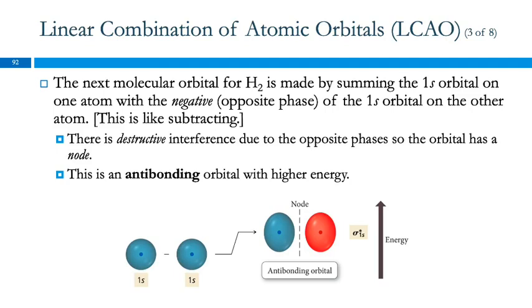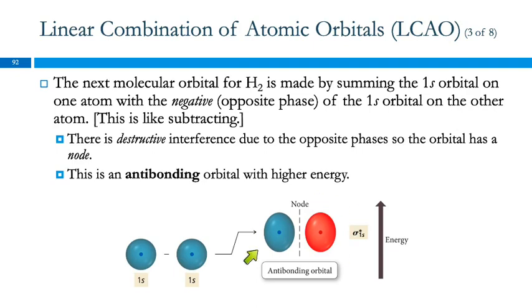Now, orbitals have phases, just like waves have phases, positive phase and negative phase. In that previous one, we were adding two orbitals that were in phase. Here we're going to add orbitals that are out of phase. So we're going to add a negative, which is like subtracting. Here we're taking these two orbitals. One has a positive phase and one has a negative phase, and when we add them together, they have more of a destructive interference.